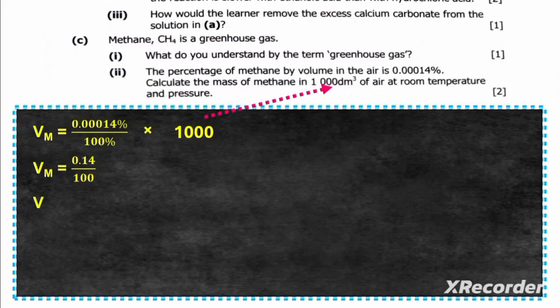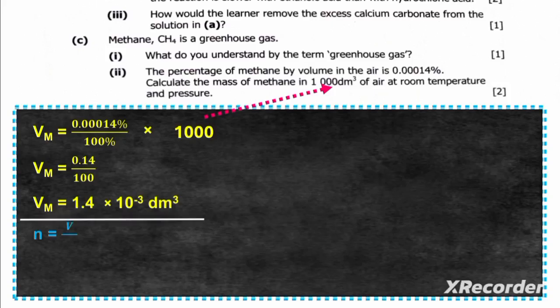0.14 divided by 100. We are going to get 1.4 times 10 to the power negative 3 cubic centimeters. So this is the volume of methane in air.